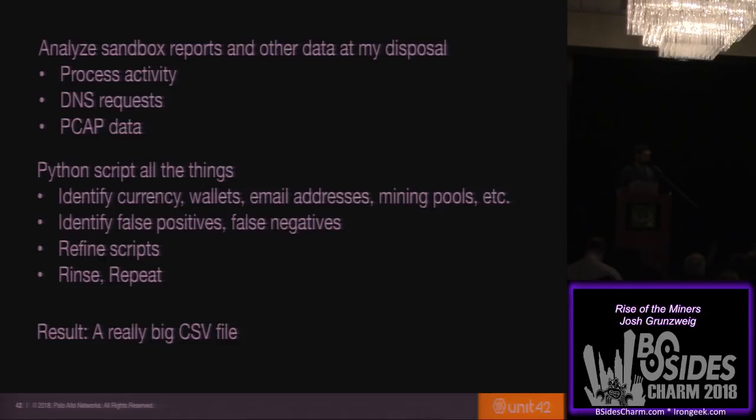I took PCAP data that I had, and I ultimately just scripted the heck out of it over the course of a couple weeks, just fine-tuning this really hacky long script I wrote to extract, as I said, wallets, what currencies are being targeted, what mining pools are being used, that sort of thing. And at the end, I had a really big CSV file, and I was super happy.